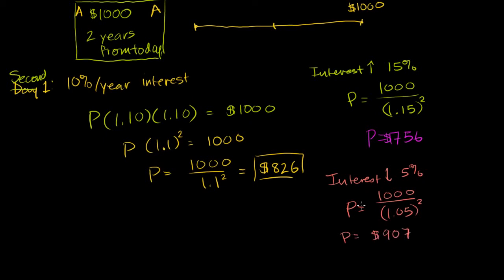So you see mathematically, when interest rates went up, the price of the bond went from 826 to 756. The price went down. When interest rates went down, the price went up. And I think it makes sense. The more you expect, the higher return you expect, the less you're willing to pay for that bond. Anyway, hopefully you found that helpful.